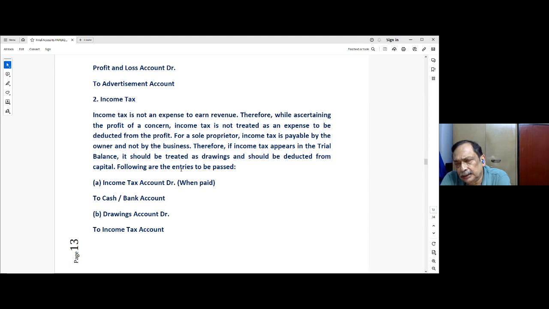For a sole proprietor, income tax is payable by the owner and not by the business. Therefore, if income tax appears in the trial balance, it should be treated as drawings and should be deducted from capital. And for this, the entry to be passed is income tax account debit when paid to cash or bank account. And by the way, there will be another entry, that is drawings account debit to income tax account.